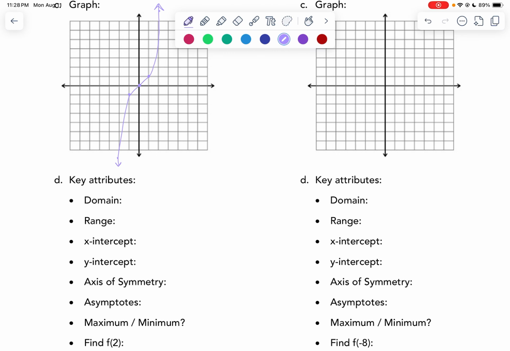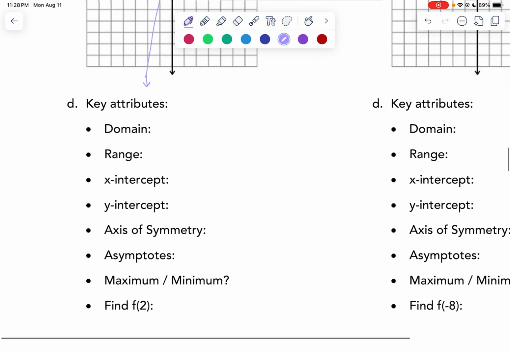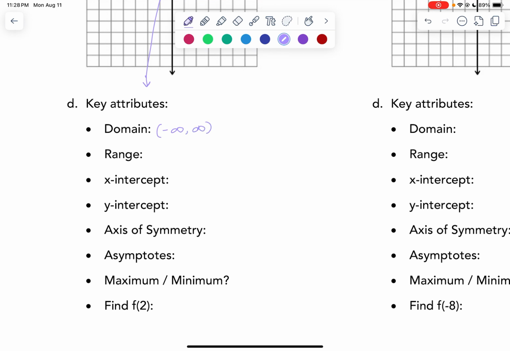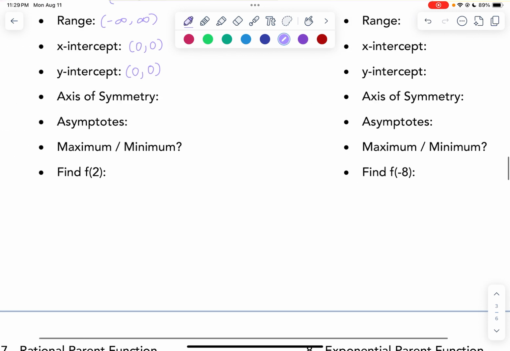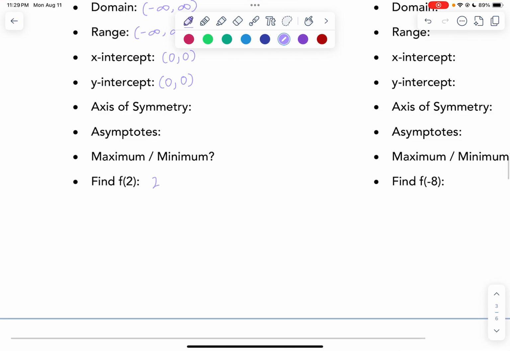Now, like we said earlier, you can have positives and negatives. So that would make our domain from -infinity to infinity, our range from -infinity to infinity, and as we can see from the graph, our x and y intercepts are 0, 0. Now, if I asked you to find f of 2, that's just me asking you, what's 2 cubed? Well, we said it earlier. 2 times 2 times 2 is just 8.